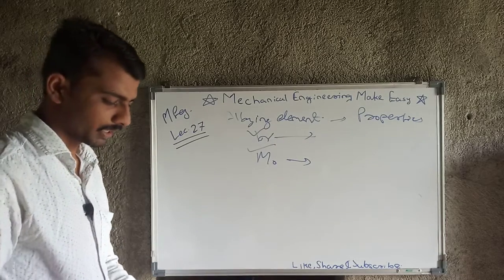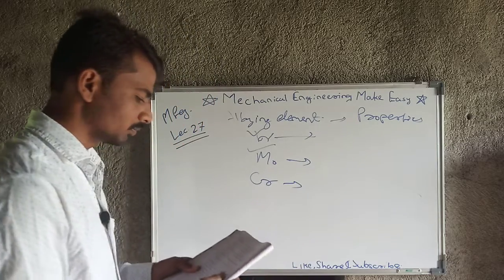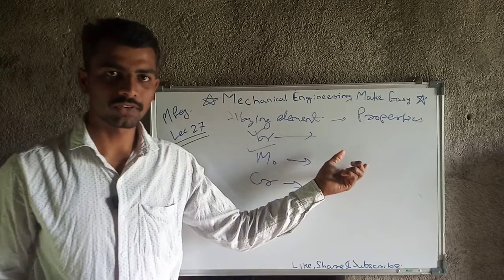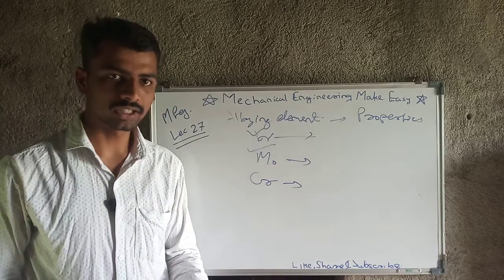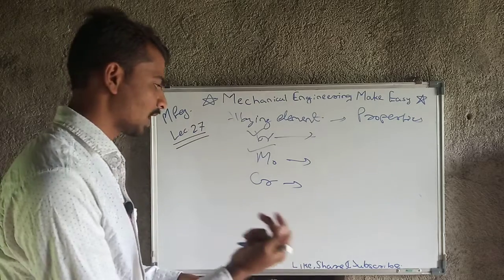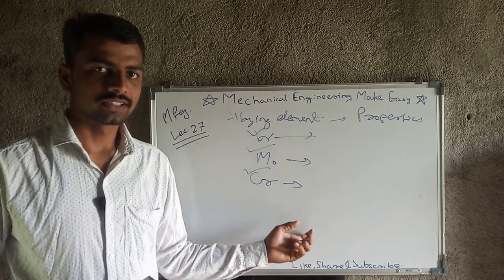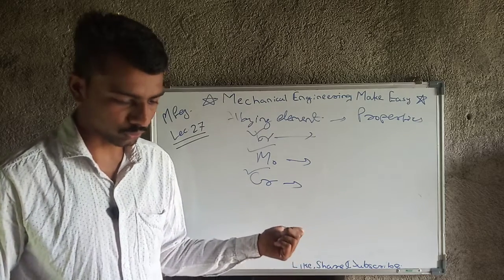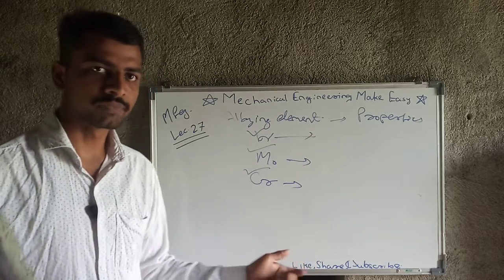Then the next element is chromium. Chromium increases the hardenability. Hardness is a measure of resistance to depth of penetration, and hardenability is how much depth of hardness we can reach by using heat treatment. By alloying chromium we can improve the hardenability. Hard carbides are again formed, so hardness will also improve. Abrasion resistance improves, and some corrosion resistance will also improve.